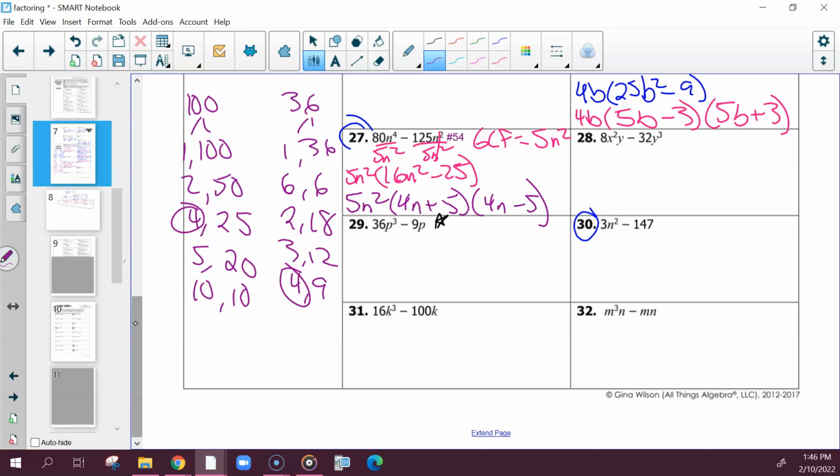For 30, we can divide these both by 3. If we divide them both by 3, what's left? On that one, it's just n to the second power. And then on the other one is 49.